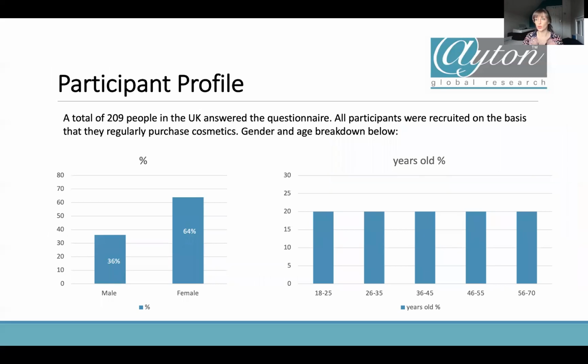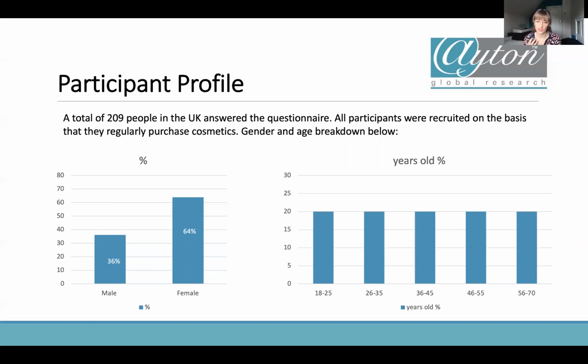So to give you an outline of the study, we surveyed 209 people in the UK. For this one, we were looking particularly at the UK, keeping it a relatively small market research, to get some initial data basically. So we wanted to make sure people regularly purchased cosmetics. It wouldn't have been very helpful to us if they didn't really buy cosmetics or anything like that.